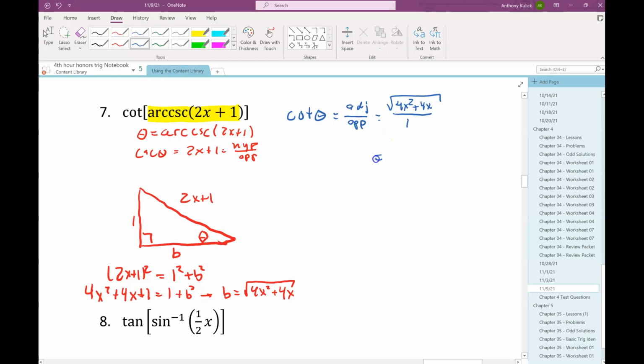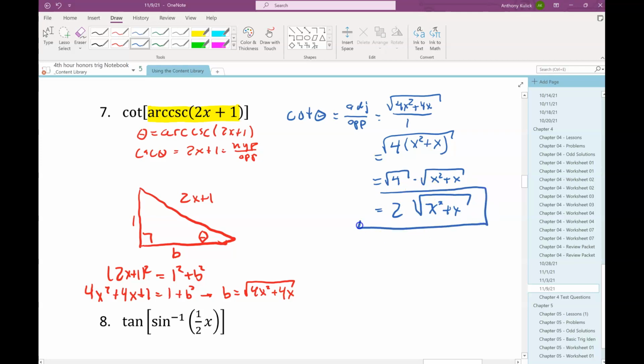And I guess I could probably simplify this a little bit more. Notice that underneath the square root, I have a greatest common factor of 4. So I can break that at the multiplication symbol. Oops. And I could just write it as 2 root x squared plus x, or root x squared plus x.